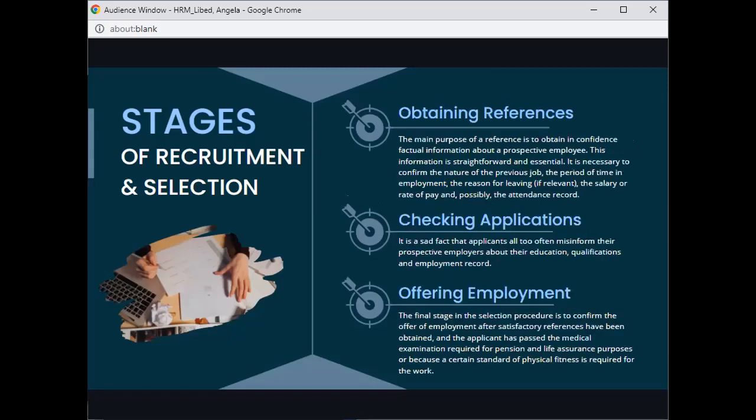Next is obtaining references. The main purpose of a reference is to obtain in confidence factual information about a prospective employee. So this information is straightforward and essential. So it is necessary to confirm the nature of the previous job, the period of time in employment, the reason for leaving if relevant, the salary or rate of pay, and possibly the attendance record.